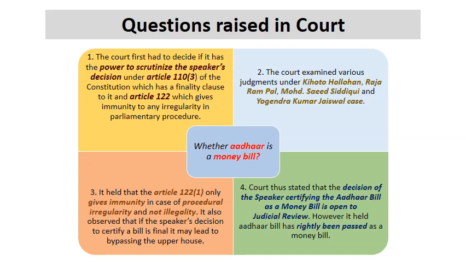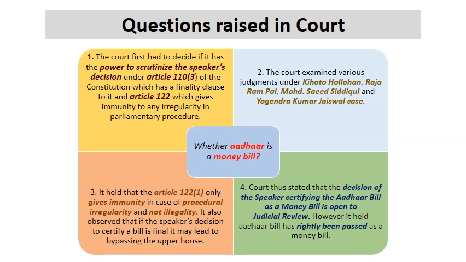Okay. Now, the government argued that Article 110 gives the Speaker final decision in this regard and the court has no power to intervene. It also read Article 122, which gives immunity to any irregularity in parliamentary procedure. That means the government argued that the court has no right in determining matters related to parliamentary procedure, and certifying a bill as a money bill is a parliamentary procedure.